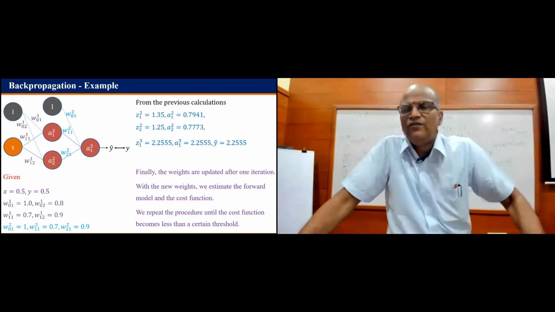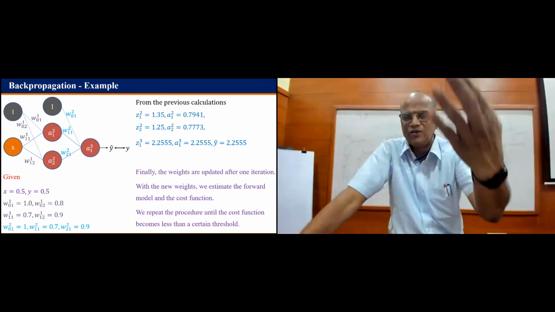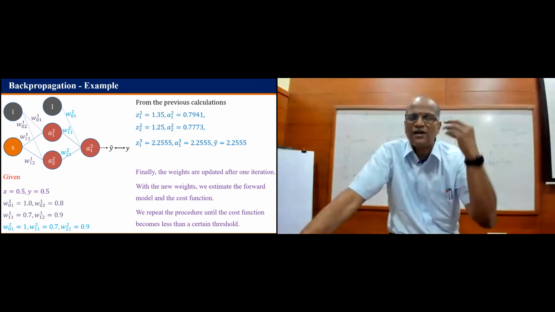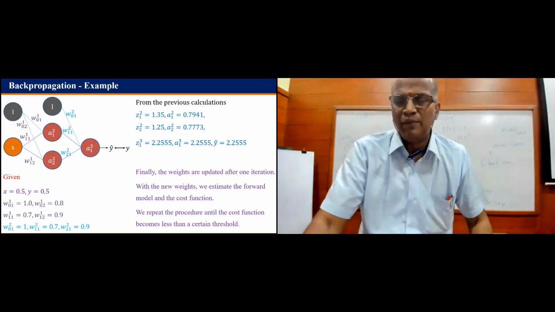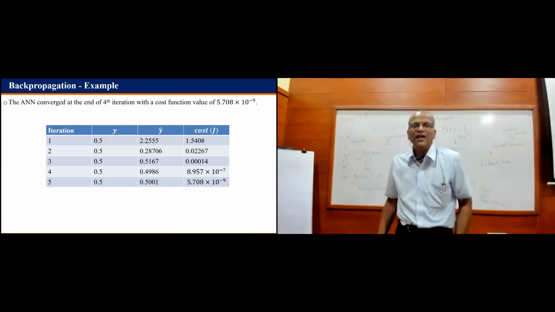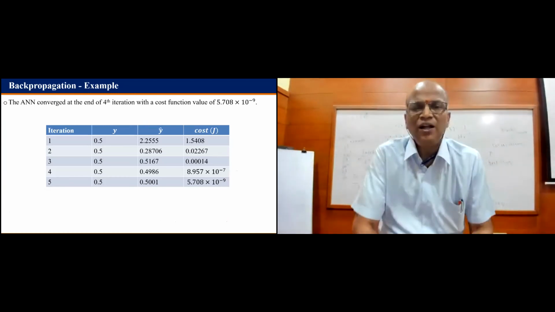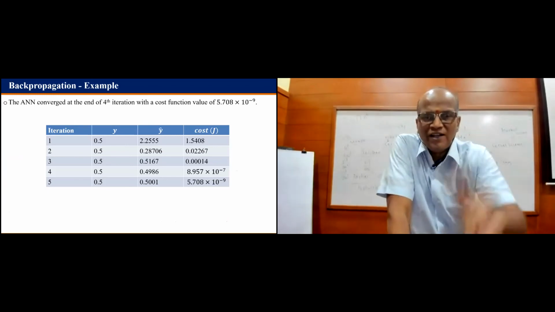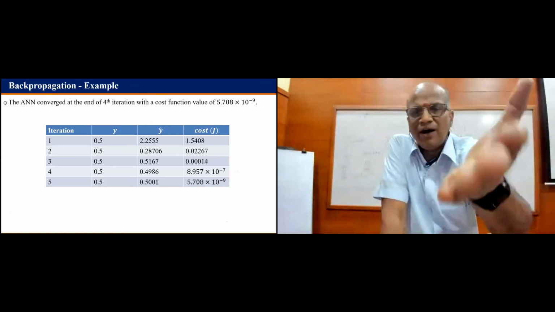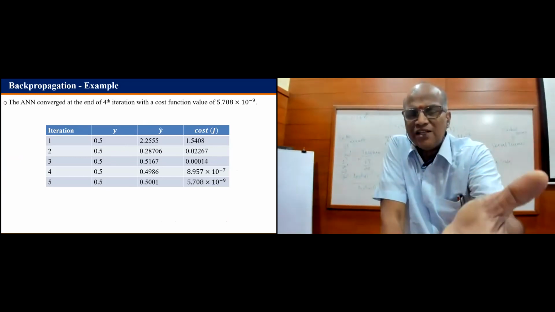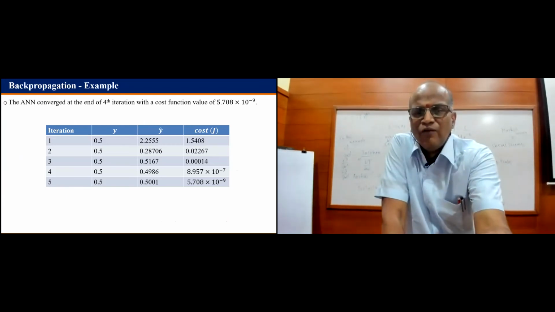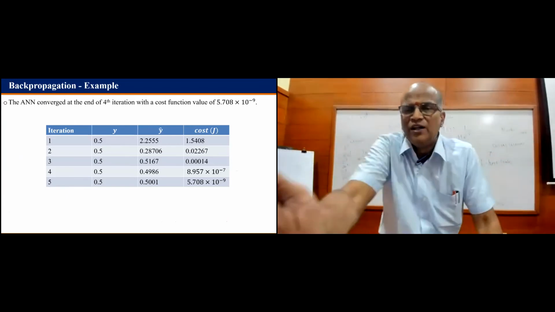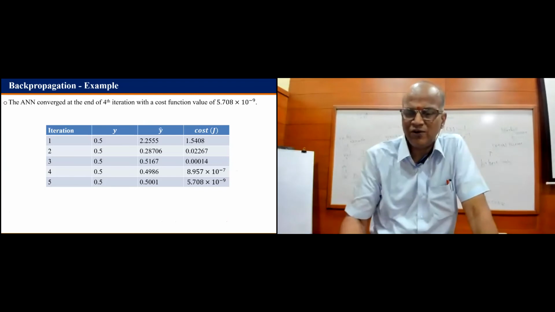With the new weights, we estimate the forward model and we get the cost function. We repeat this procedure until the error comes to below a certain value. Okay. The ANN converged at the end of the fourth iteration. So 0.5, 0.5, 0.5 is the Y for all the 5 iterations. The Y bar goes from 2.25 point, it is oscillating, and finally at the end of the fourth or fifth iteration becomes 0.5. The cost function becomes 5.70 times 10 to the power of 1.